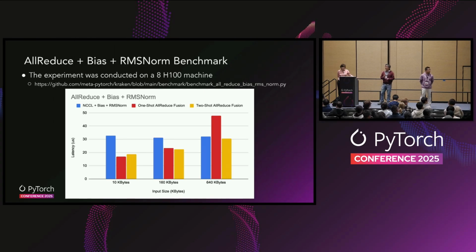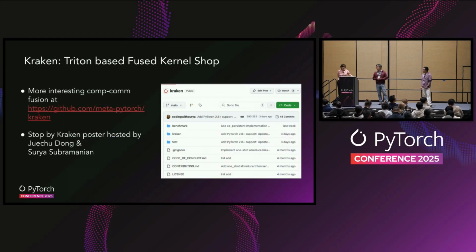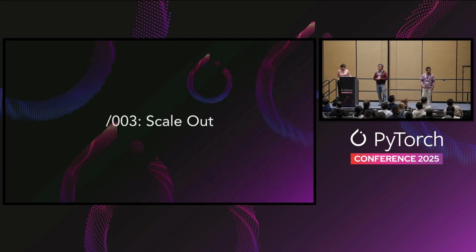But this showcases a very important use case of symmetric memory, which allows you to write your own custom communication kernel to address some issues that the traditional communication library doesn't cover. We put all of these APIs and also fused kernels in Triton. If you are interested, there are many more interesting kernels in Triton, and you can stop by the Triton poster this afternoon. Next, Ke is going to discuss how to scale out symmetric memory.